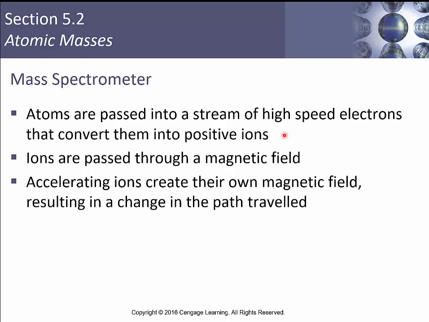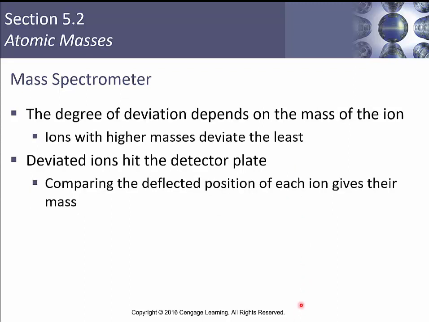These ions are then passed through a magnetic field and usually an electric field if we're going to be doing this kind of high resolution mass spectrometry, accelerating the ions, creating their own magnetic field, resulting in a change in the path traveled. Basically, what you're doing is sending these guys down a chute, and if you have a magnetic field and an electric field, just like we saw with Thomson's experiments, a charged particle moving through is going to be deflected. The degree of deviation or deflection depends on the mass to charge ratio.